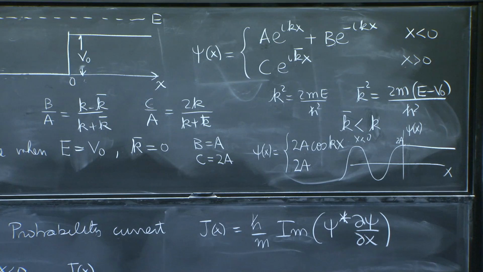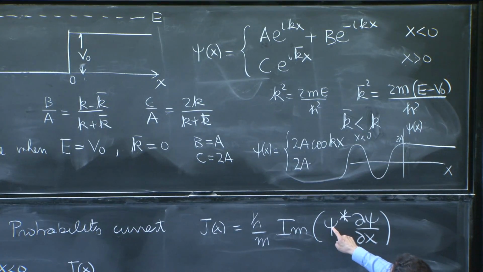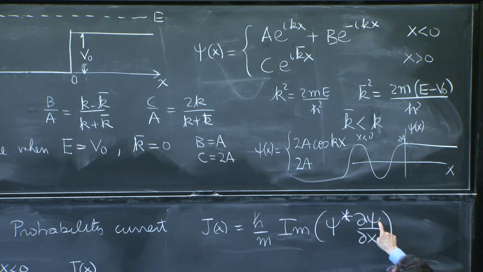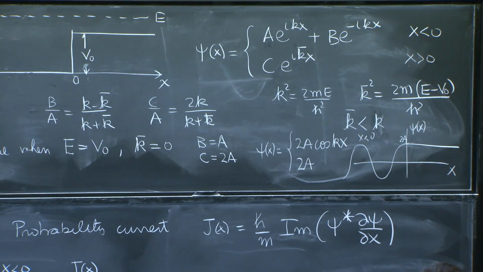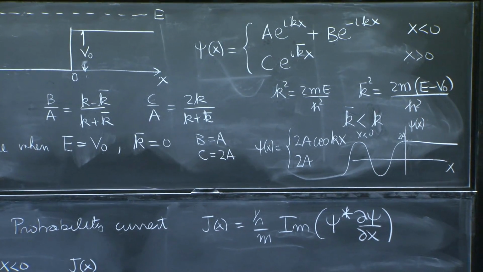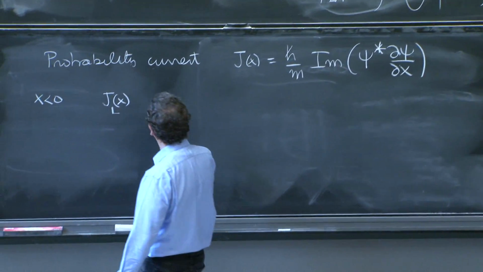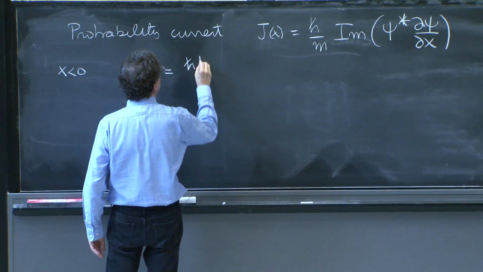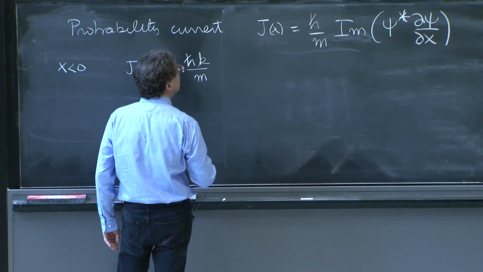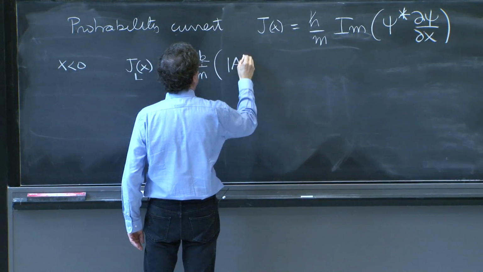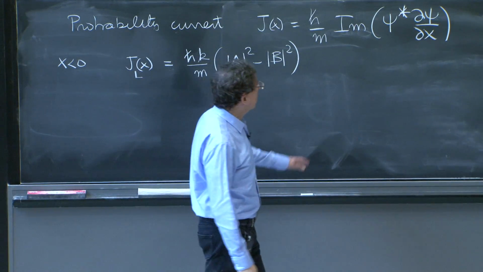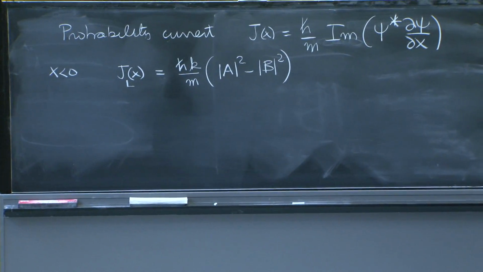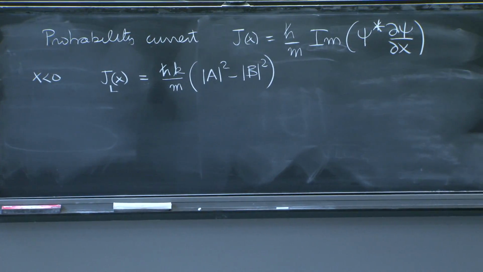And as you can imagine, the current is proportional to the modulus of a squared, the length of b squared also enters. And the funny thing is, between those two waves, one that is going to the right and one that is going to the left, that's very visible in the current. This is h bar k over m, a squared minus b squared. It's a short computation. It might be a good idea to do it again. It was done in the homework.